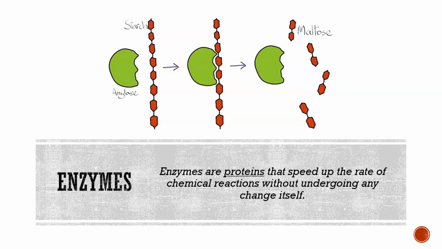Okay, and what you'll see is the enzyme fits like a lock and key onto our chain of polysaccharides there, and what it does is it breaks down that chain of polysaccharide, in this case into disaccharide units, which is our maltose here. Now this is just for your understanding. Enzymes do not look like green blobs like that.